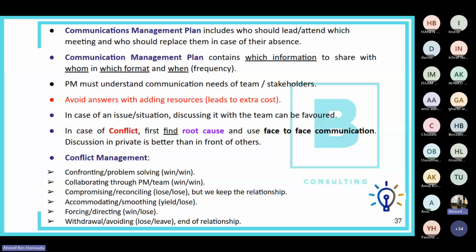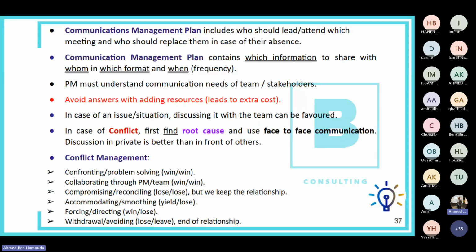Now, here are the conflict resolution techniques, ranked from the best to the worst. Definitely confronting, direct communication, that's called problem solving. It is a win-win situation. Or in case the two conflicting parties cannot confront each other and talk about the problem to try to solve it, then we go with collaborating. That's where the project manager or the team interfere, and that's again a win-win output. Otherwise, we go for reconciling, which means both conflicting parties give up some of their objectives. That's a lose-lose, but at least here we keep the relationship.